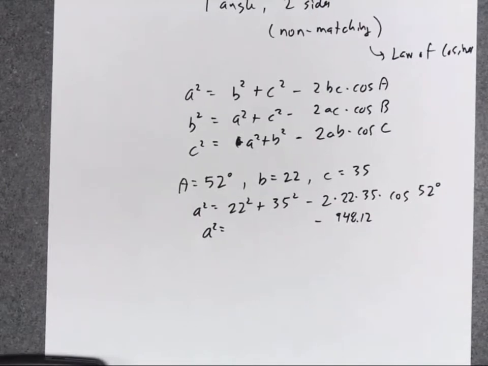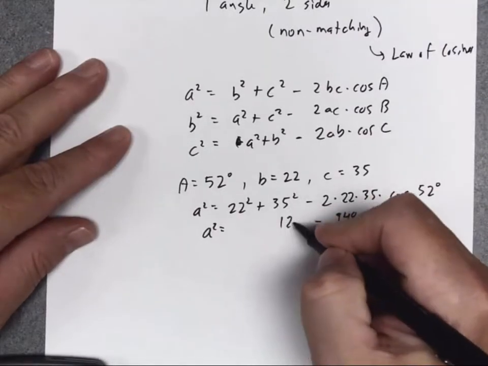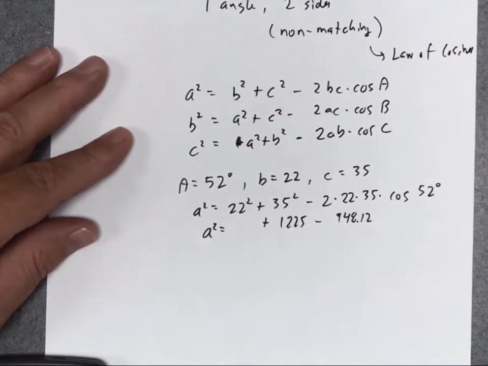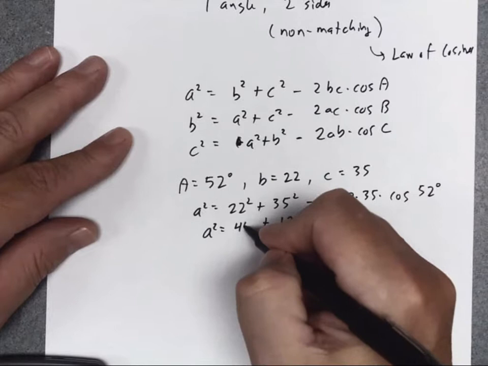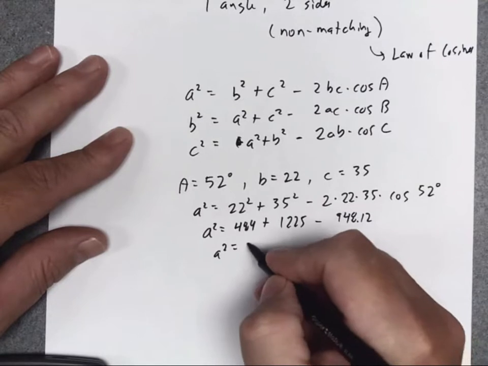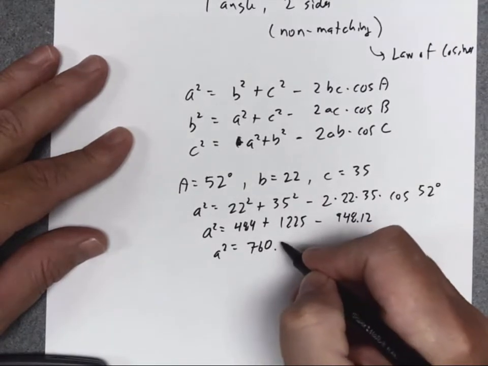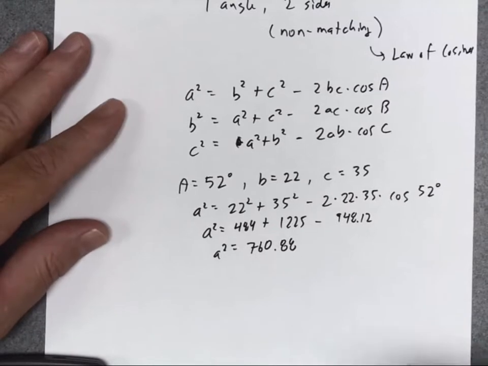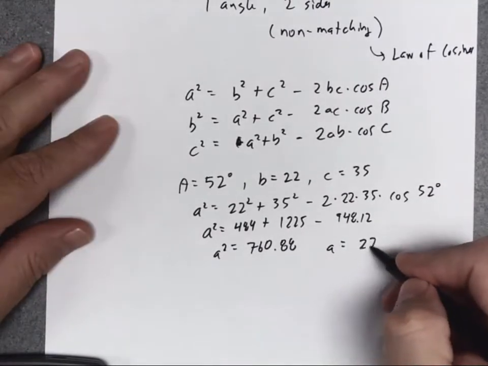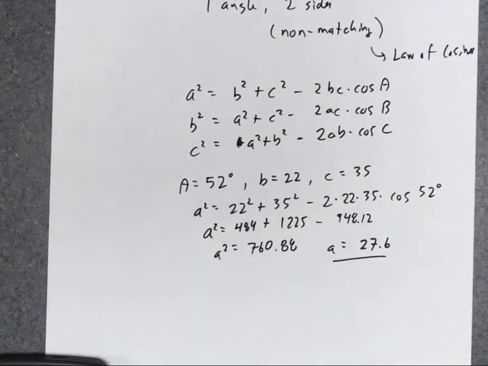Then I'm going to add to it 35 squared, which is 1225. And add to that 22 squared, which is 484. By the time I'm all done, $760.88. Take the square root of both sides. Looks like A is going to be 27.6. All right. Sort of messy math, but it does give us a way to find side A.